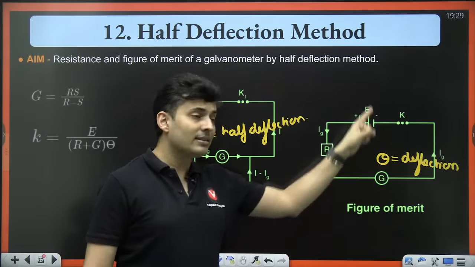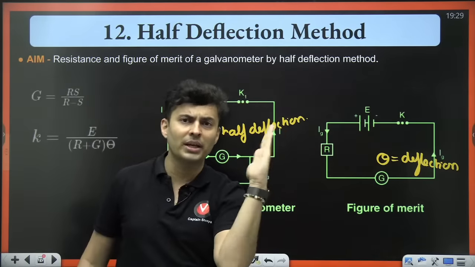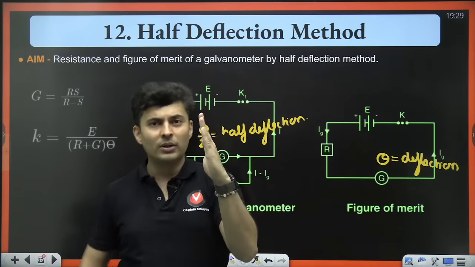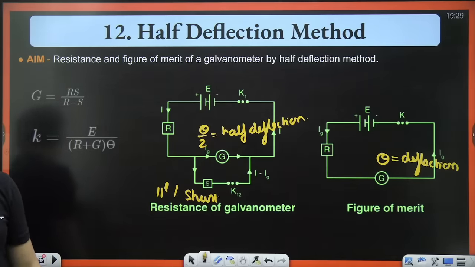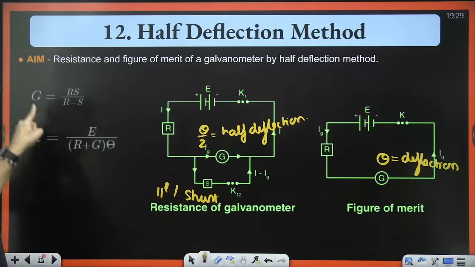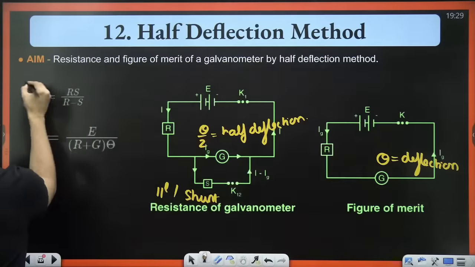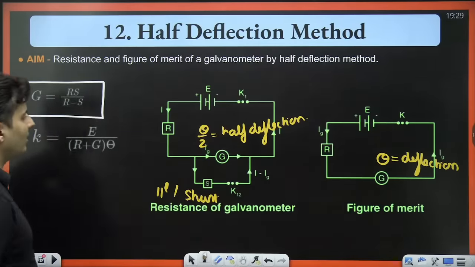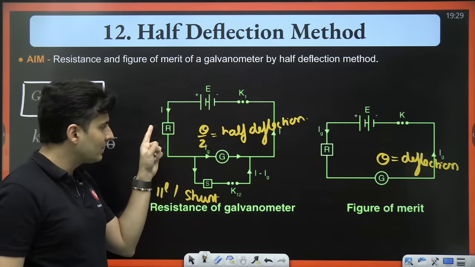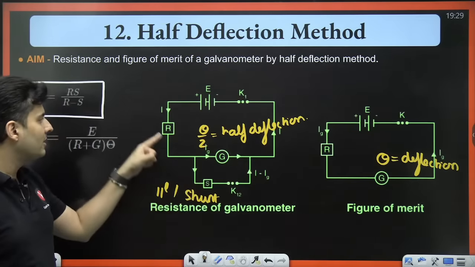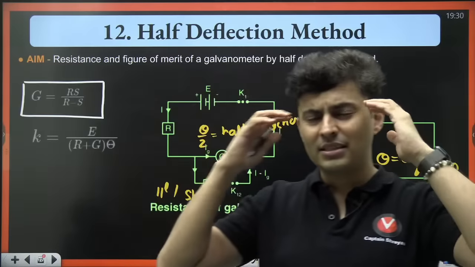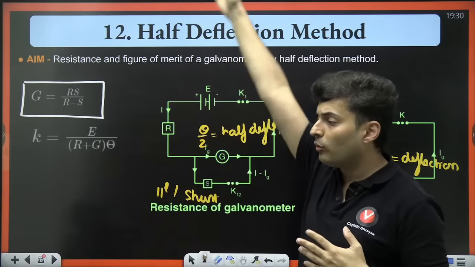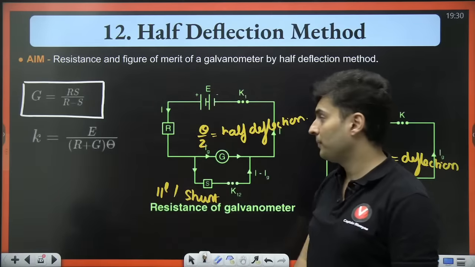Without any parallel resistance, you get some theta deflection. Let's say it was showing 24 units. For 12 units, how much resistance do you need to add? That's all. Then when you get that, just find the resistance of the galvanometer using this formula. See what the formula is? Galvanometer resistance is RS by R minus S. R is this resistance, S is this resistance. If you know this formula, you can directly solve the question, else the derivation for this is very, very lengthy. Don't do that.